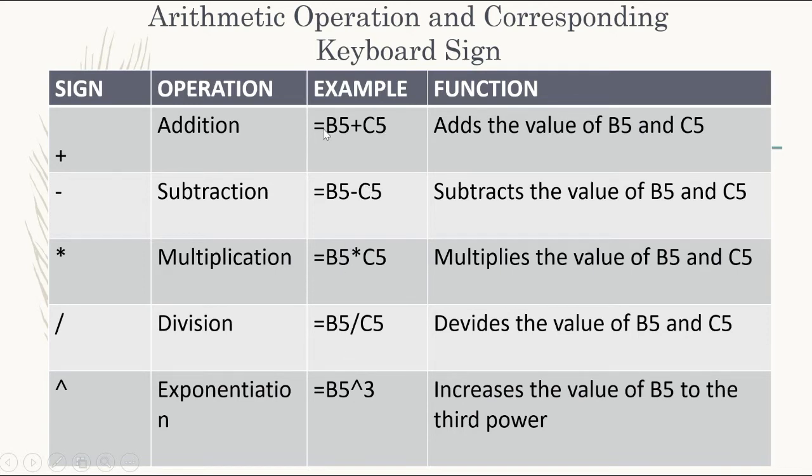Okay, equal sign. So, don't forget, take note of this. Lagi tayong gagamit ng equal sign kapag tayo ay susulat or magta-type ng formula sa Microsoft Excel. For example, equal sign B5 plus C5. Function adds the value of B5 and C5. Subtraction naman tayo or minus. Equal sign B5 minus C5. It subtracts the value of B5 and C5. So for example, ang number natin sa column B, row 5 ay 5 and sa column C, row 5 ay 3, meaning it is 5 minus 3.